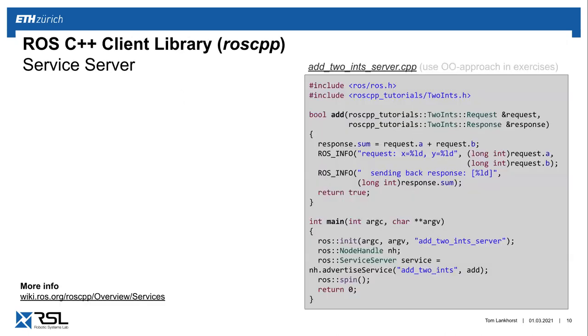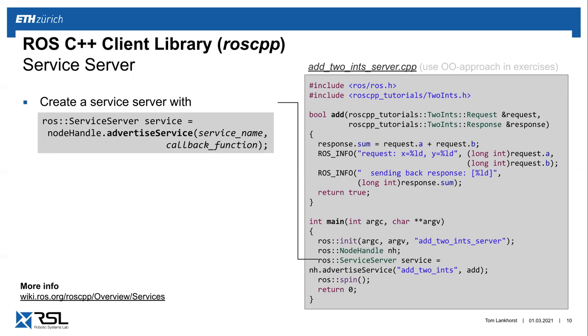Now, this was a quick demonstration of what a service server actually does. But how does this look in your C++ implementation, in the ROS C++ client library? To the right is the source code of the add_two_ints server example. Now, I have to say that this is not using the object-oriented approach that we are requiring of you, but that's just done for brevity here. Let's go through it step by step.